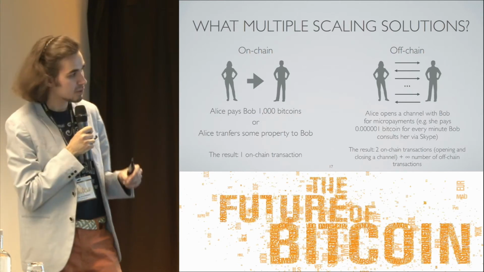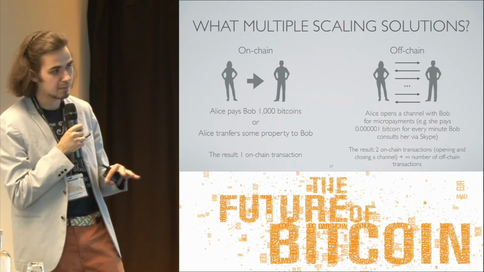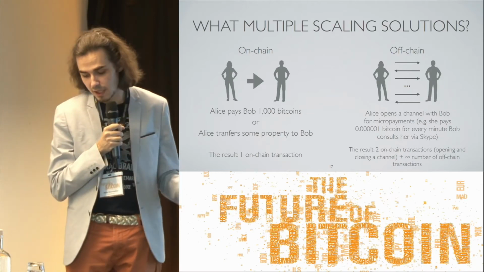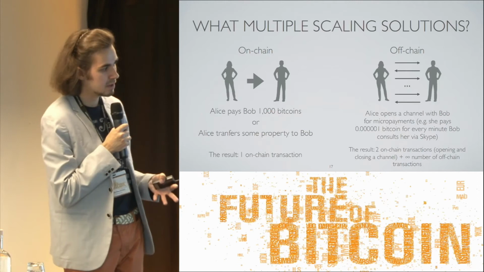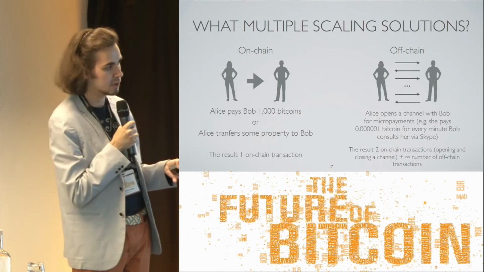So while such an approach gives us an unlimited number of microtransactions between Alice and Bob, we still have to write two on-chain transactions somewhere. And this somewhere is the Bitcoin blockchain.